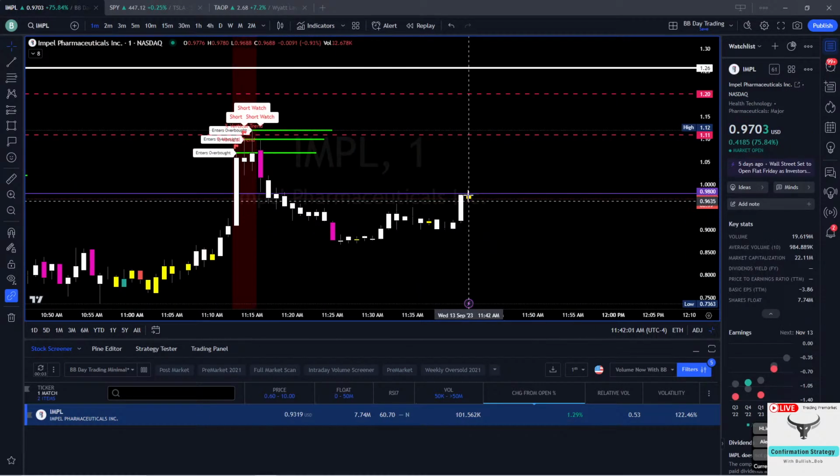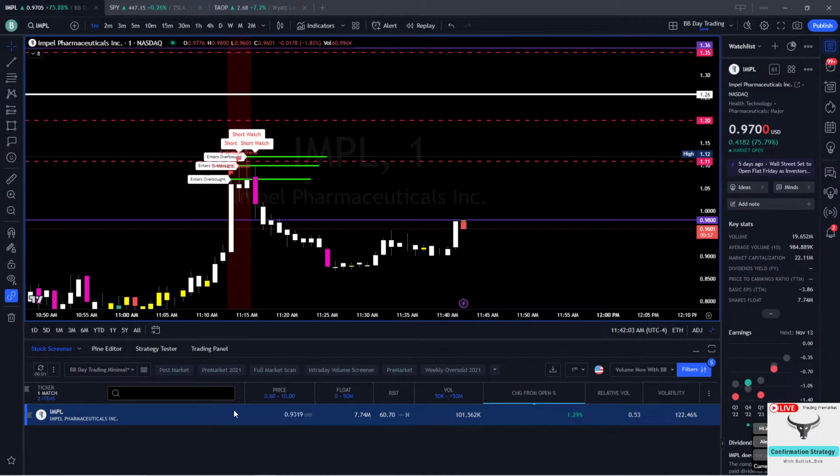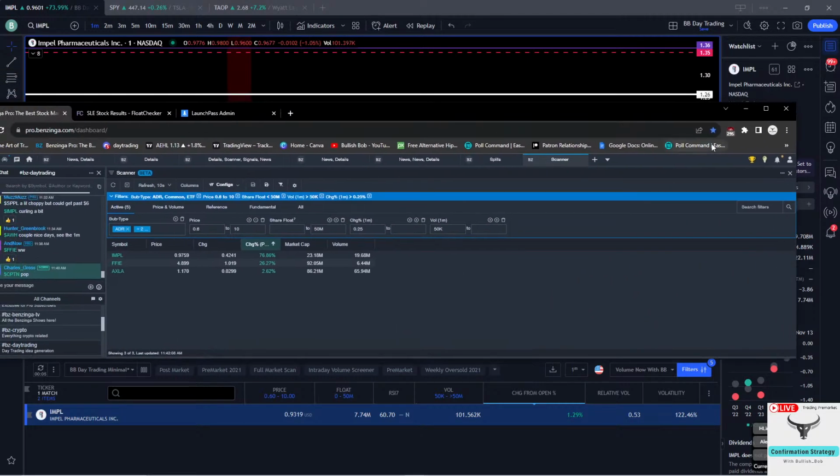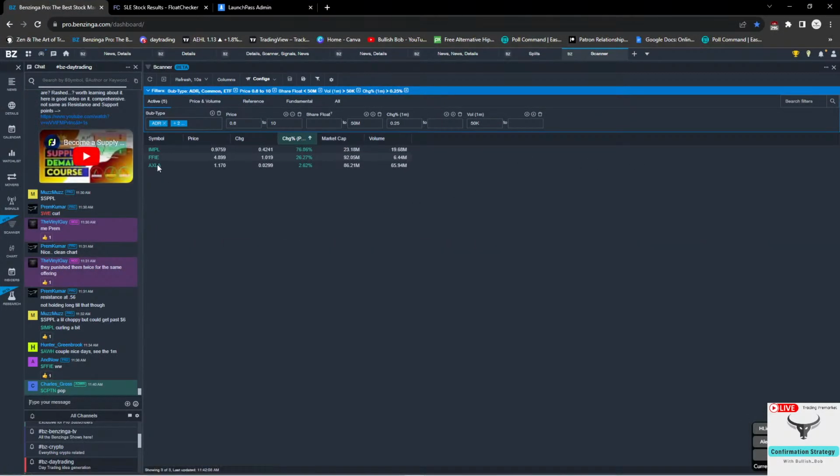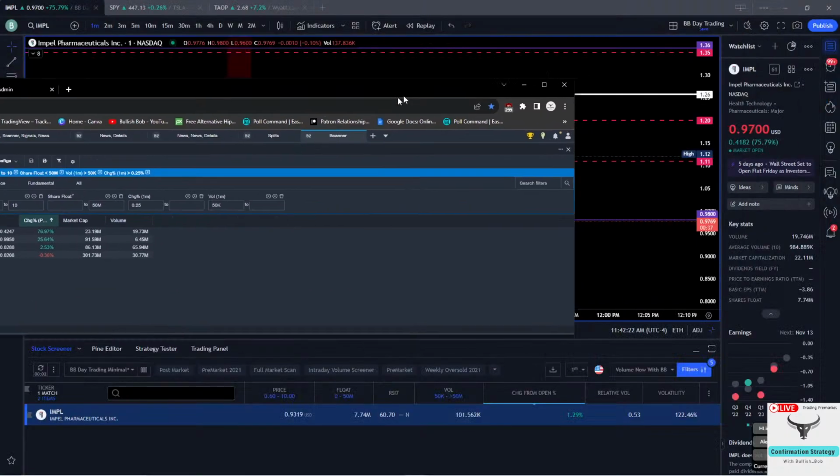So IMPL now on the scanner down below. Pull it up. IMPL getting a little pop here. We can see that. And our scanner, very raw, simple scanner, now identifying that value in the market. We built that in Benzinga. If I pull over our Benzinga scanner, same thing, right? IMPL, FFIE, AXLA. You get real-time scans like that. It's really cool. It really helps identify the value in the market, and it helps us be able to move with where the market's shifting.